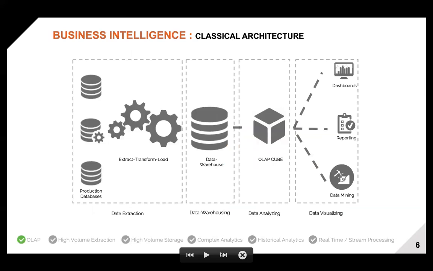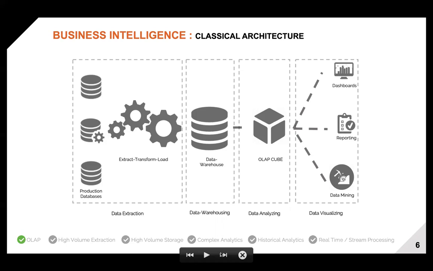So here in this slide, we have the classical BI architecture with the different phases. The first phase is the ETL, which means that we extract, transform, and load data from the different production databases and sources into the data warehouse for the warehousing phase. And then we begin the analysis via the OLAP cubes. And finally, we have the restitution and the visualization phase via the different dashboard tools.